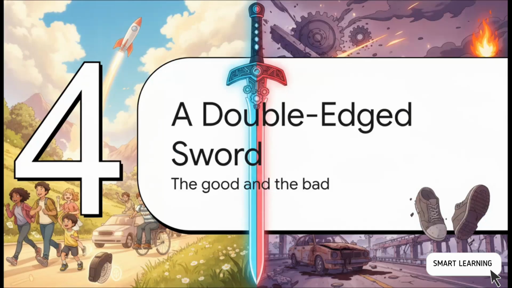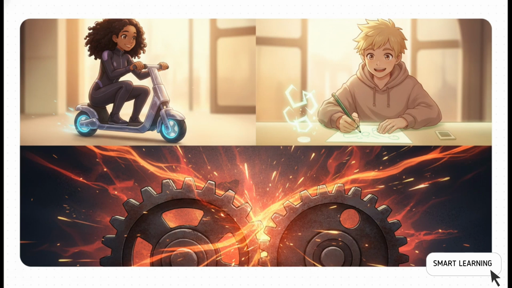Section 4. A double-edged sword. The good and the bad. So friction really presents this fascinating, totally inescapable paradox. On one hand, it's the absolute hero of our daily lives. I mean, it grants us the vital traction we need just to walk down the street, it lets us safely and predictably hit the brakes in our cars, and gives us the mechanical grip to use our tools.